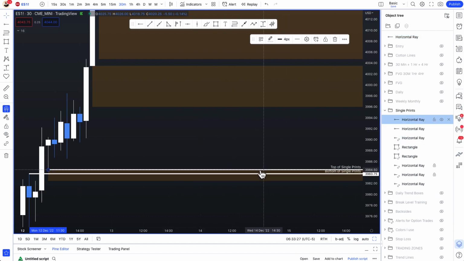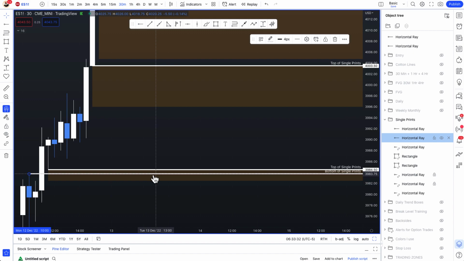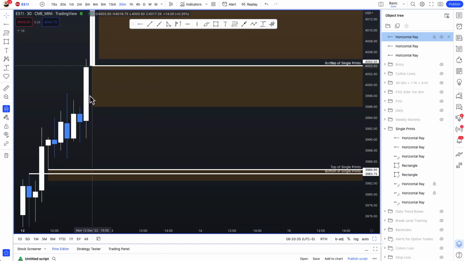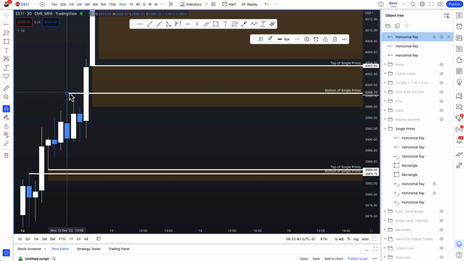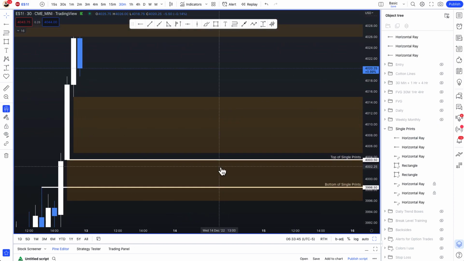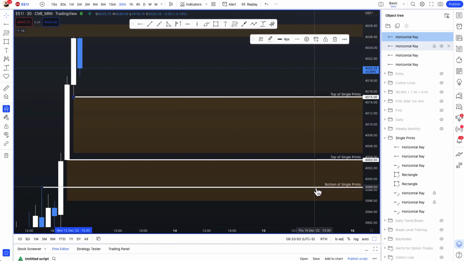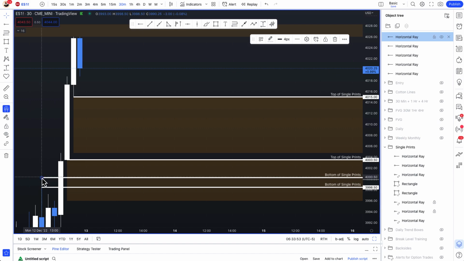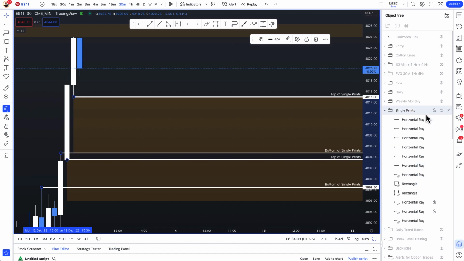And now I'm going to copy paste this. We're going to go here and I'm going to copy paste the bottom, and it doesn't go here. That's where the fair value gap is. But where are the single prints? Here. This is the area that price only traded once during the 30-minute cycle. Copy paste here, and the bottom of the single prints is here. So I'm going to take those and put them in my single prints folder.